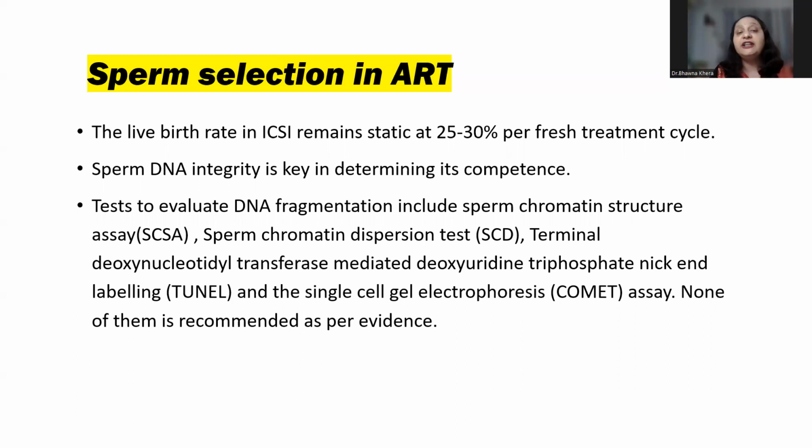Now, tests to evaluate DNA fragmentation. There are multiple tests, but none of them is recommended as per evidence. The names of the tests are sperm chromatin structure assay, SCSA; sperm chromatin dispersion test; terminal deoxynucleotidyl transferase mediated deoxyuridine triphosphate nick end labeling, short form TUNEL; and single cell gel electrophoresis, COMET assay. I am just mentioning these names because they are very fancy names. Sometimes you may have an SBA about it, so just mention them, but they are not very much recommended.